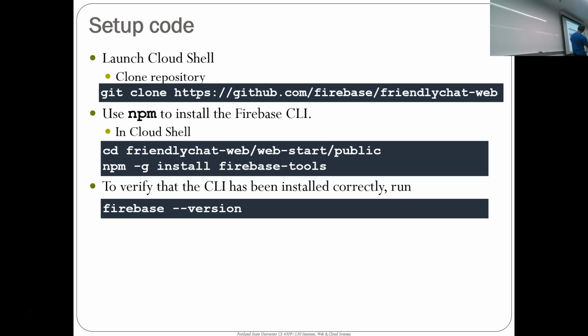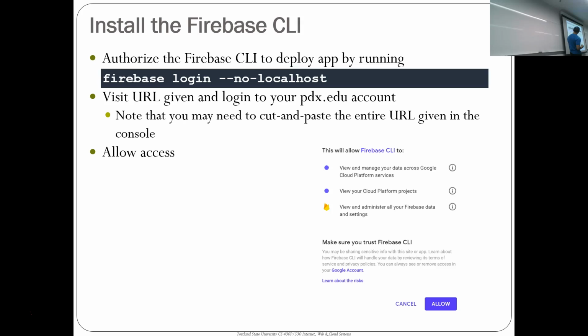Okay, and then what you're going to do is launch Cloud Shell, and clone this repository, Friendly Chat Web. Then you're going to go into webstart/public, and install the Firebase tools in the console, because these Firebase tools will give you the command line for deploying the Firebase app. You can test that it was successfully installed by running firebase --version.